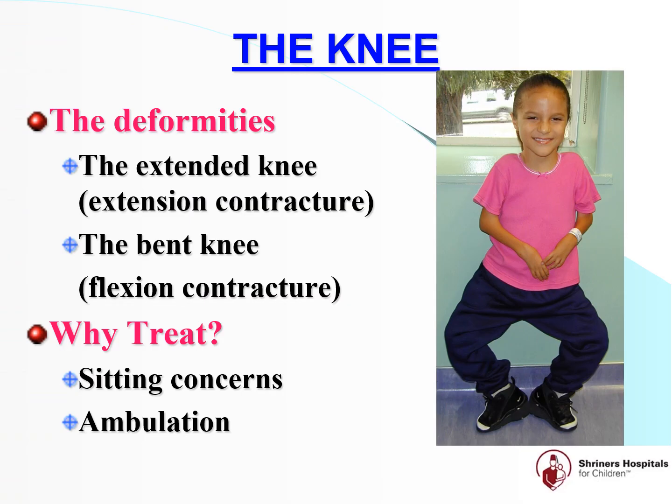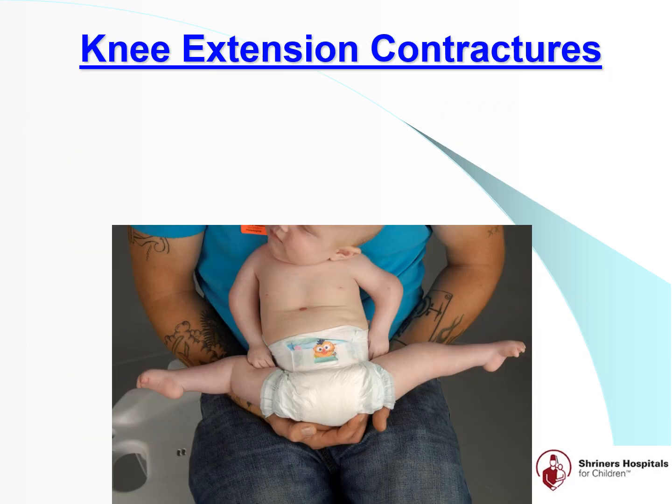Now we will switch gears again and talk about the knees. The knee deformities can either be knee extension contractures or knee flexion contractures. The straight knee is a problem with sitting for the older child or adult, whereas the flexion deformities make walking very difficult. First, let's talk about the knee extension contractures.